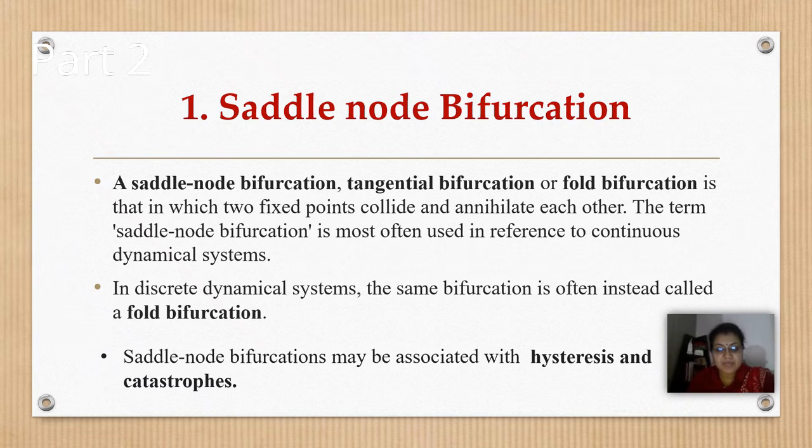Now that we have seen what a fixed point is, when can you call a fixed point stable or unstable? So the first type of bifurcation is the saddle node bifurcation, where the two fixed points will collide and annihilate each other. In discrete dynamical systems, it is also called fold bifurcation, and this type of bifurcation is responsible for hysteresis and catastrophes.